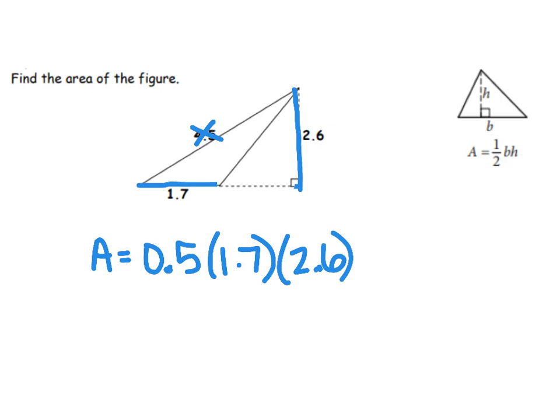Sometimes you'll see pictures like this. Sometimes the height is drawn inside the triangle, like our previous picture. Sometimes the height is drawn on the outside of the triangle, like this picture. But the base and the height make a right angle. Put all this in your calculator, just multiply it all together, and you get 2.21 centimeters squared, inches squared.